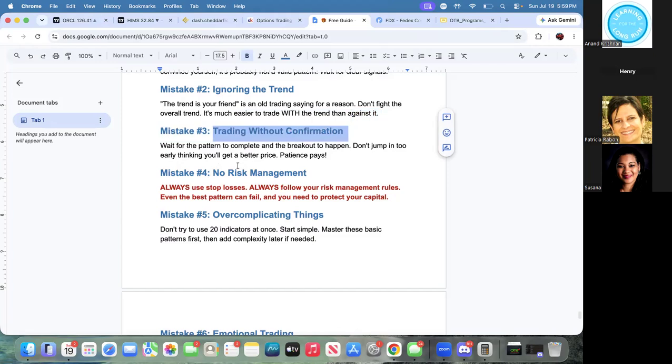Trading without confirmation, just like I said before, you want to see the action happen first before you make the move. You're going to react to the reaction. You're not going to try to predict the reaction. No risk management. If you're going in with your full portfolio on AMD because you saw it on the news, that's gambling. That's not risk management.